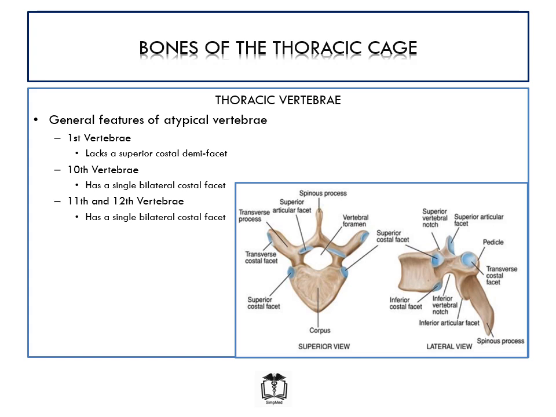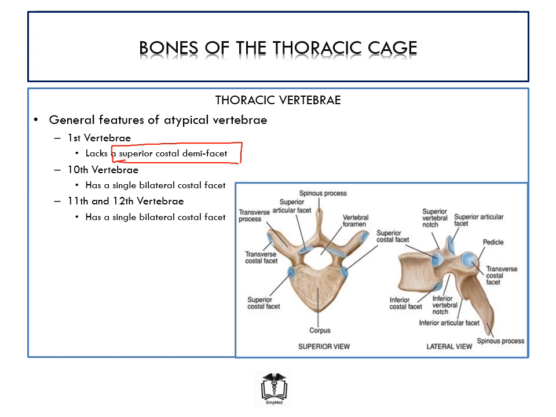Let's start with the first vertebrae. The first vertebrae tends to lack a superior costal facet. So unlike the typical vertebrae that have demifacets bilaterally, one superior costal and one inferior costal on the right and the left side, the first vertebrae lacks the superior aspect of the costal facet, and that is what is unique to it. That's what distinguishes it from the typical vertebrae.